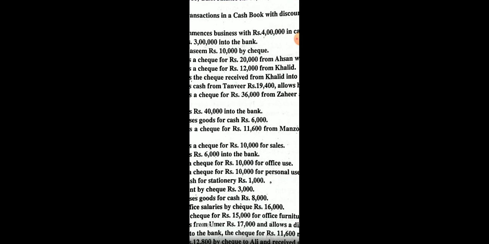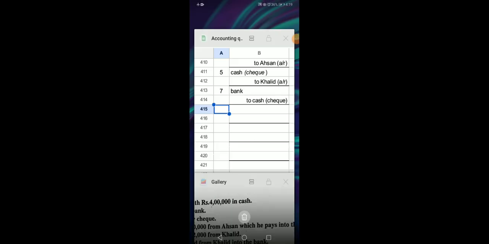Now let's see what the next entry is saying. The next entry is number 8. He received cash from Tanveer and allows him a discount. Okay, let's complete the entry first. We have received cash. Now it's not a check, we are receiving cash from Tanveer.